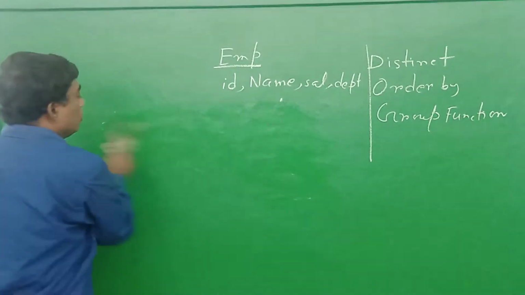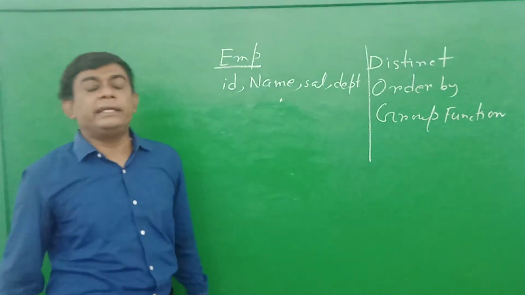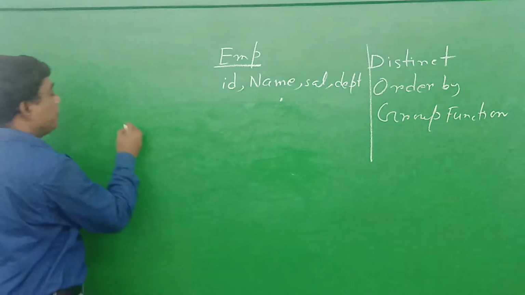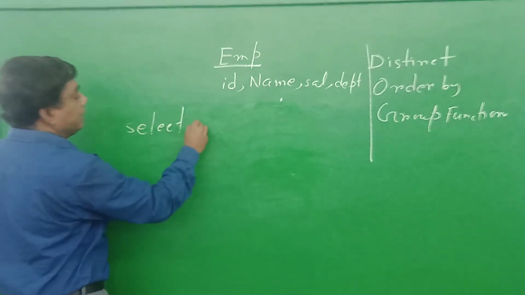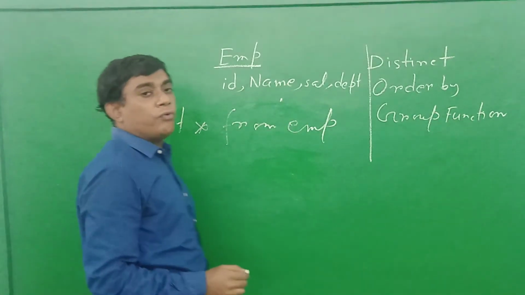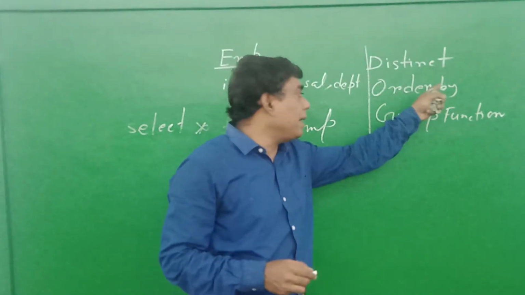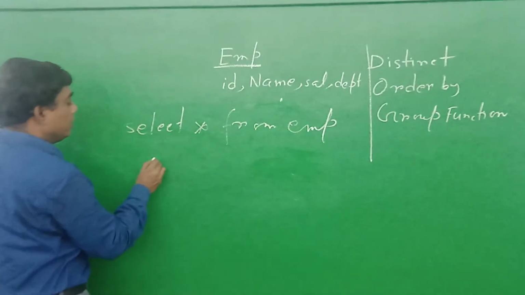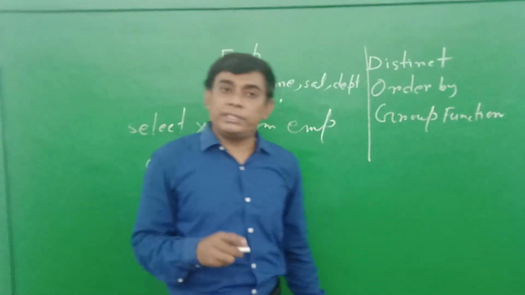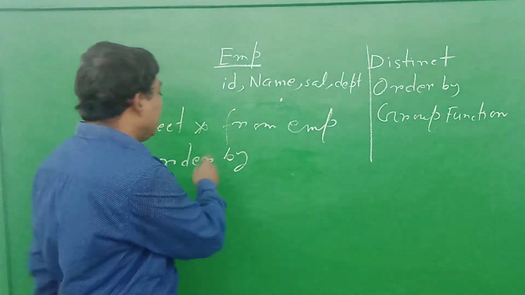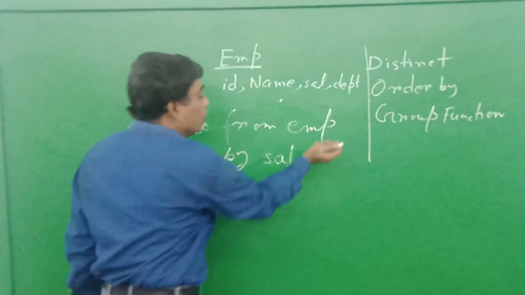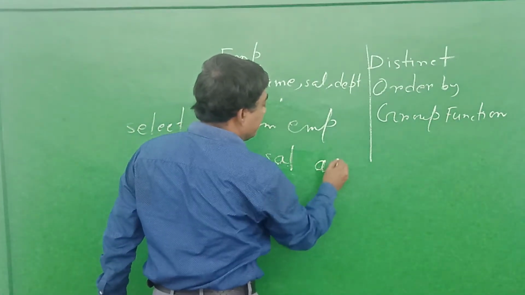Now suppose we want to display the details for all the employees in ascending order by salary. So we have to write select star from EMP, then order by. What is the question? In ascending order by salary. So order by, then we have to mention the column name sal. And for ascending, we have to write ASC.